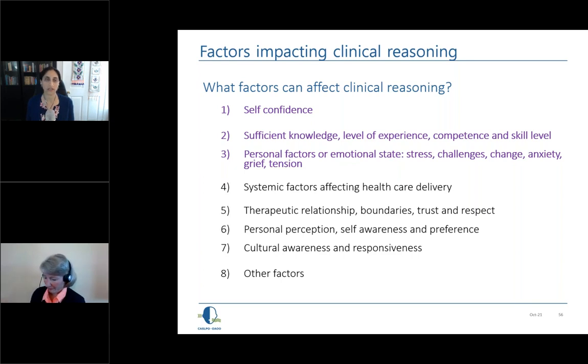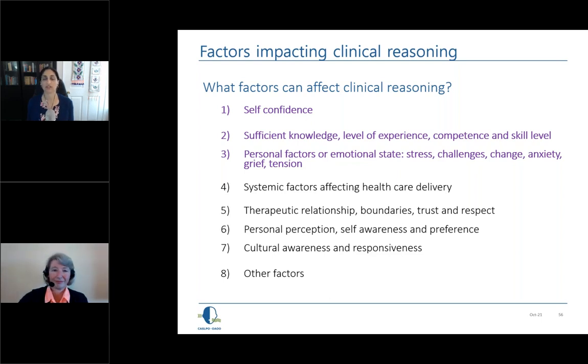So self-confidence. Again, I mentioned at the beginning of the presentation that mentees are starting their professional practice, and often there's some confidence building that needs to happen at that stage. Having sufficient knowledge, and that's based on their experience level. So there is some time that may need to be spent on developing competence and developing skills, and that could impact clinical reasoning. But hopefully you would see that evolve over the 6-month mentorship.